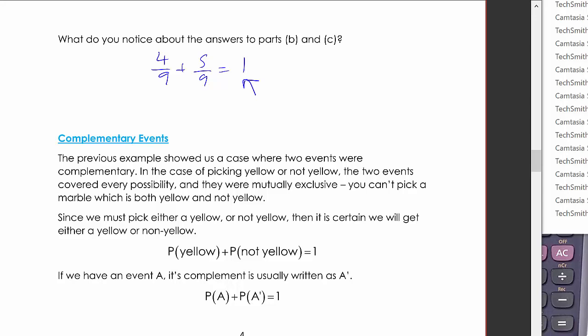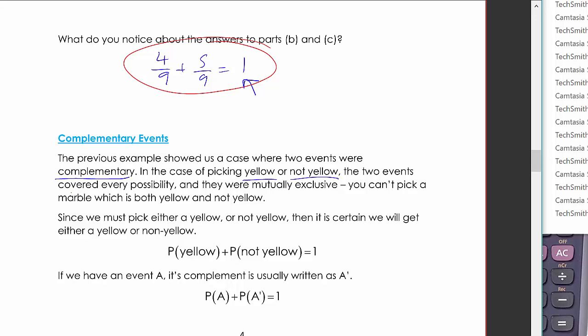Complementary events. So we talked about that very briefly in the last example, with this example up here. The previous example showed us a case where two events were complementary. In other words, either happens or doesn't happen. So yellow or not yellow. There was no other option there. The marble was either going to be yellow or not yellow.